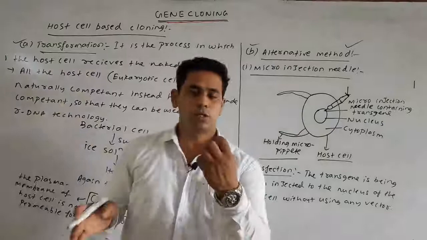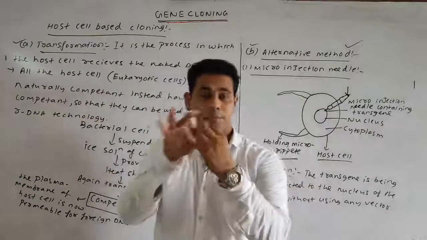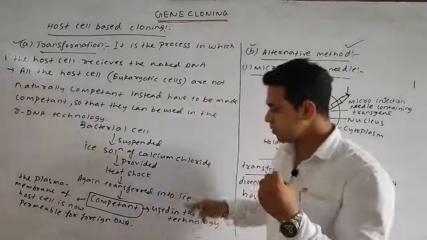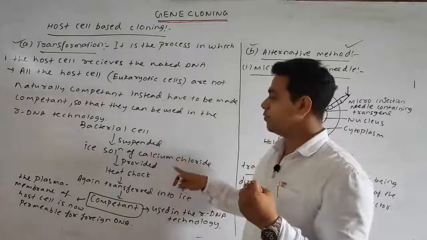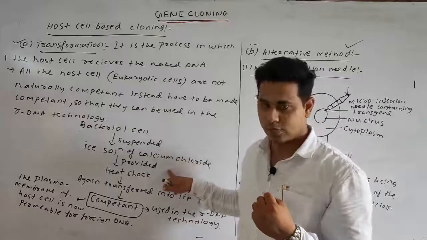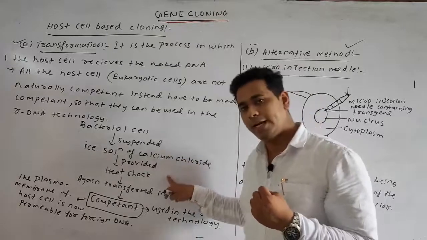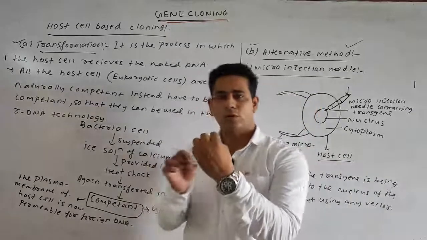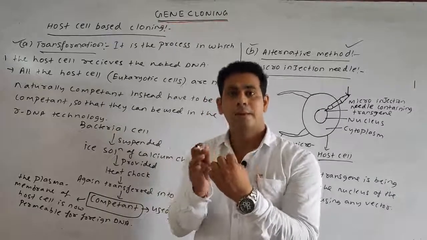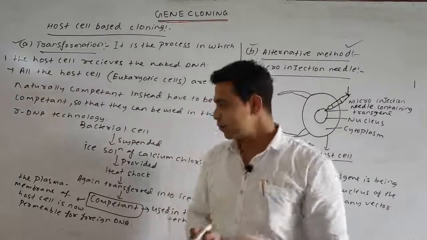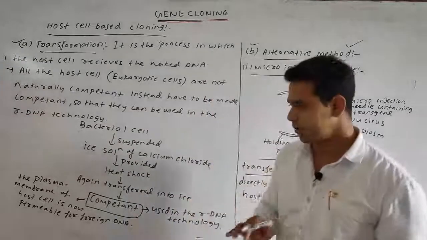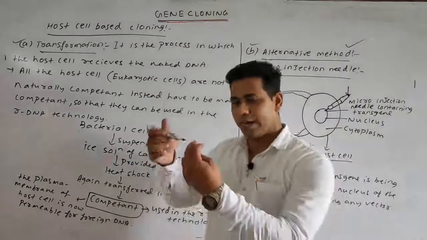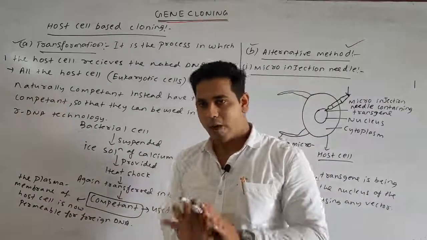Competent means that before, the plasma membrane was not permeable to the foreign DNA. But now we have gone through a process in which we suspended the cells in an ice-cold calcium chloride solution, then heat is provided, and then they are transferred back into the ice. By this, the plasma membrane becomes permeable to the foreign DNA fragment. So the plasma membrane of the host cell is now permeable, and the foreign DNA can enter into the host cell. So now it has become competent.